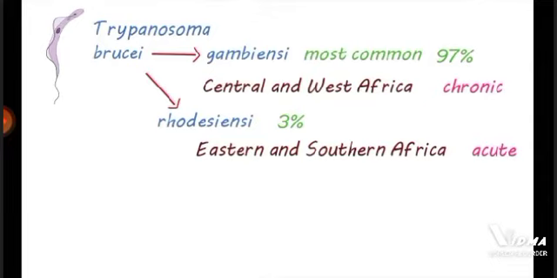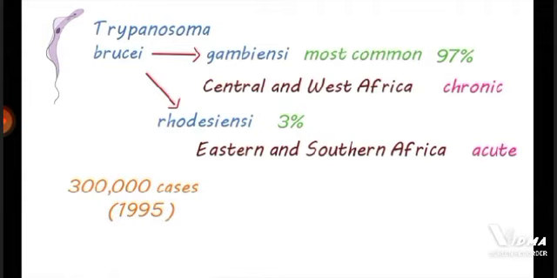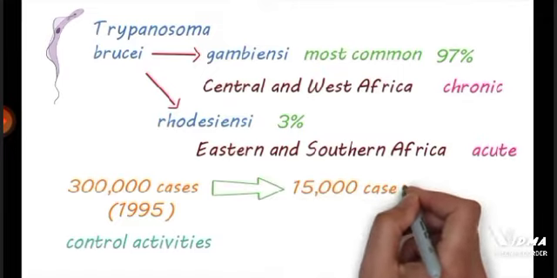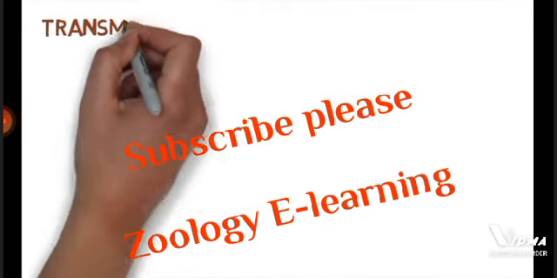Although there were about 300,000 estimated cases in 1995, intense control activities in affected countries have led to a dramatic decline in cases. In 2014, the number of cases was estimated to be about 15,000. Let's have a look at how the disease is transmitted.